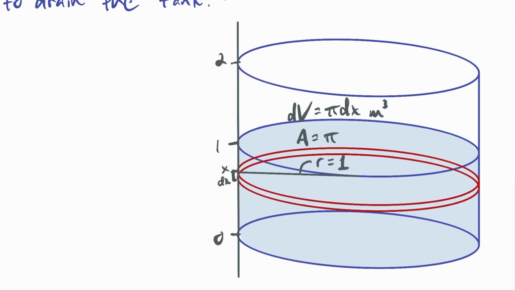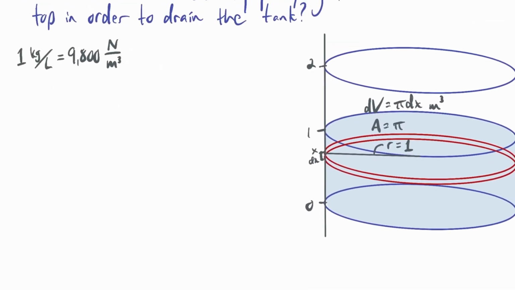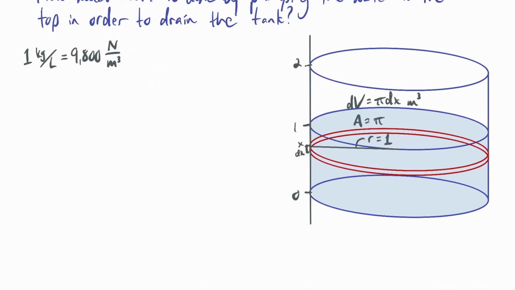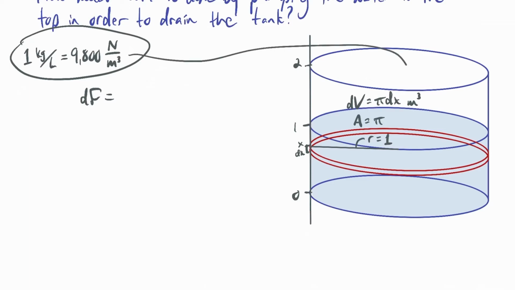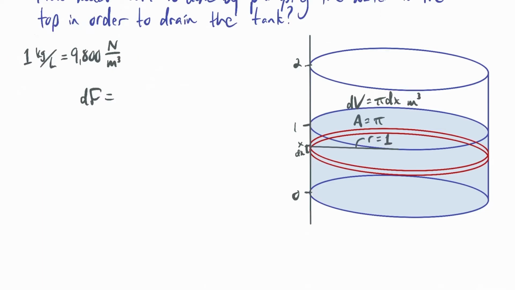So I want to turn this into mass, all right? I'm sorry, not mass, but into newtons, into the force we're opposing. So the incremental force that we're opposing, dF, with this conversion here, we're going to convert the meters cubed into newtons. So 9,800 times pi dx will give us the weight in newtons. So 9,800 pi dx, and this is in newtons.